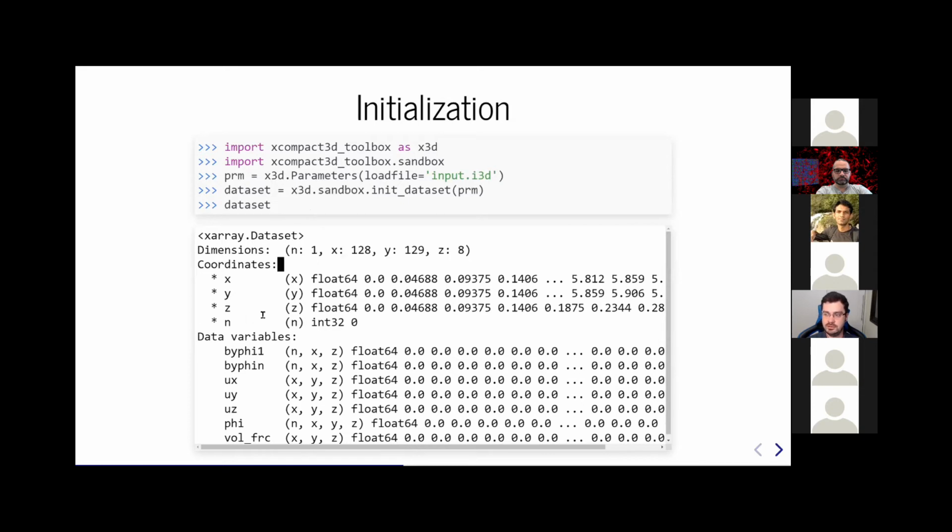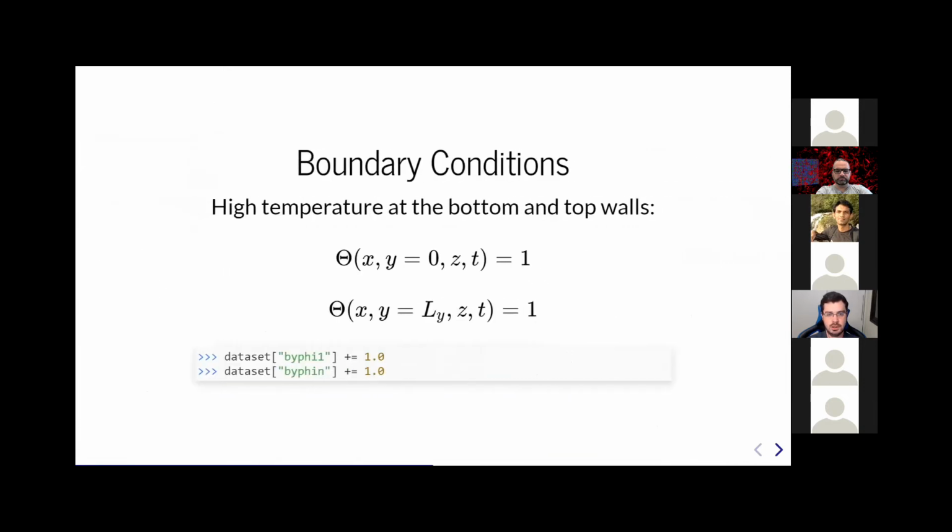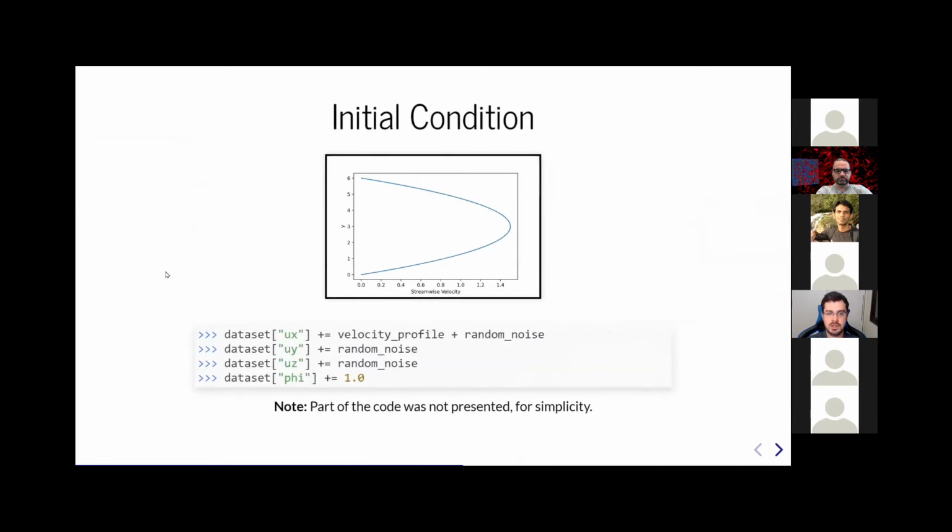Dimensions, coordinates, and the 7 data variables that we are going to work with now. We start setting the temperature as 1 at the bottom and top walls, like we specified in our flow configuration. Now let's set the initial condition for the streamwise velocity as this vertical profile, in addition to some randomization, and just randomize for UI and use it. And the initial condition for temperature will be 1 everywhere.